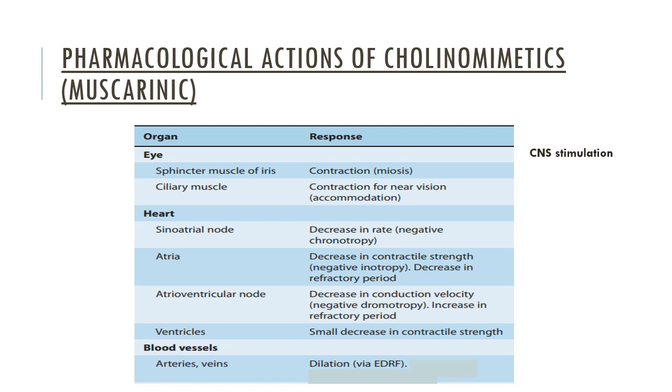Then at the level of the ventricles, the cholinergic drugs, cholinomimetics, direct acting, cause a small decrease in contractile strength. So ventricles are not affected as much as the atria. Blood vessels, arteries and veins, overall will dilate. As written here, it is the EDRF. What is EDRF? Endothelium derived relaxing factor. It is related to the release of nitric oxide, note on nitric oxide.